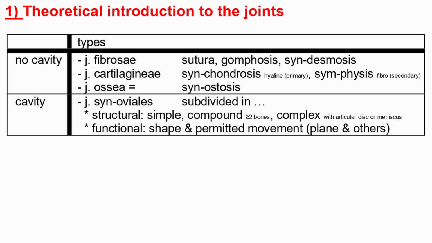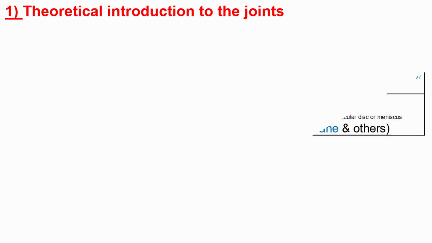The second classification of joints is made by function, by how mobile the joints are. In most cases, the joints without a cavity are immobile synarthrosis, and the joints with a cavity are freely movable diarthrosis. Joints that are slightly movable are called amphiarthrosis, such as the symphysis, syndesmosis, and plain synovial joints.